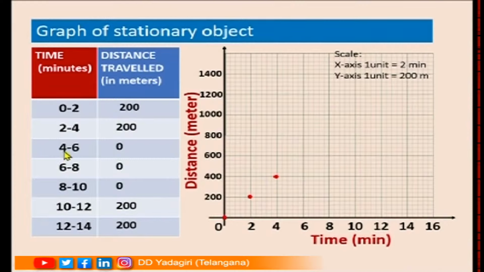In between the 4th minute and 6th minute it did not move. The object is at rest, means it is at 400 meters only. And again between the 6th and 8th minute it is at rest, means it is again at 400 meters only.